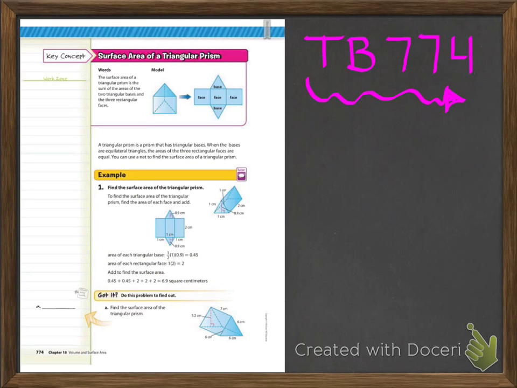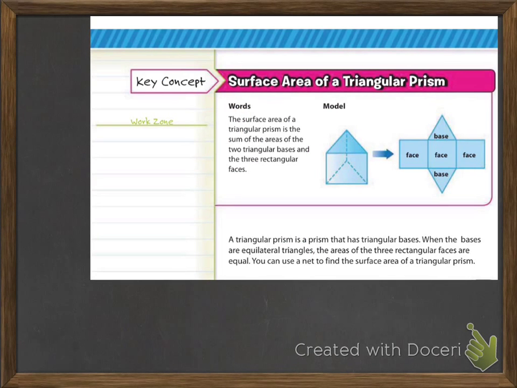At the top of 774, you can see the net of the triangular prism that we're looking at here. So let's go ahead and take a closer look. Right here it says surface area of a triangular prism. In words, it says the surface area of a triangular prism is the sum, so we know that word sum means to add them all up, of the areas.